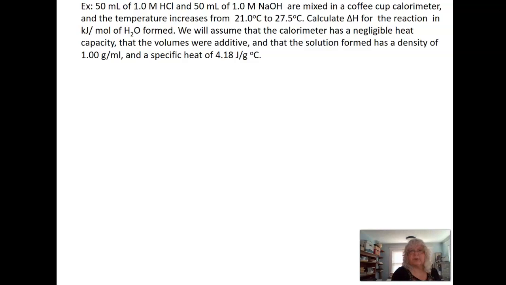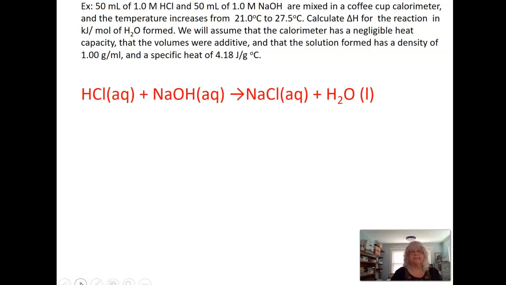So this is a double displacement reaction, a neutralization reaction, and we're going to calculate it eventually in kilojoules per mole of water formed. So we're going to make the assumption that the calorimeter itself has what we refer to as a negligible heat capacity. And what that means is the amount of heat that's absorbed by the calorimeter is so small that we can ignore it. And we'll also assume that the solution has a density similar to water and a specific heat that's similar to water. So we'll start by writing the reaction. Hydrochloric acid and sodium hydroxide goes to sodium chloride and water, and that is balanced at this point.